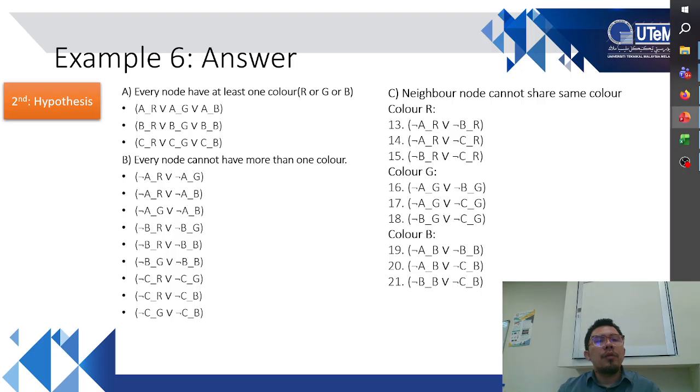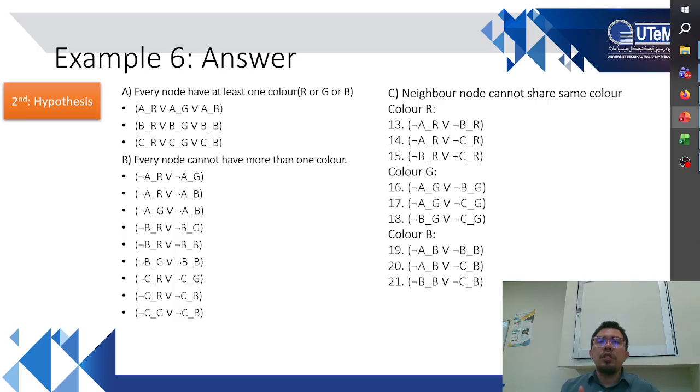At the same time, the second hypothesis is that every node cannot have more than 1 color. Here we use negation. As we know, there are 3 variations: red, green, and blue. Every node cannot have more than one color. It means for node A, not red or not green, so that means it is blue.